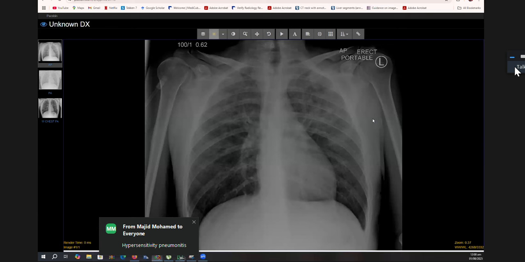Perihilar airspace shadowing, no lymphadenopathy, no pleural effusions. So some atypical viral pneumonia, sir. Well, it's an atypical pneumonia, and it's somebody who's immunocompromised. This chap was HIV positive. PJP or PCP, yes. Pneumocystis jirovecii pneumonia.